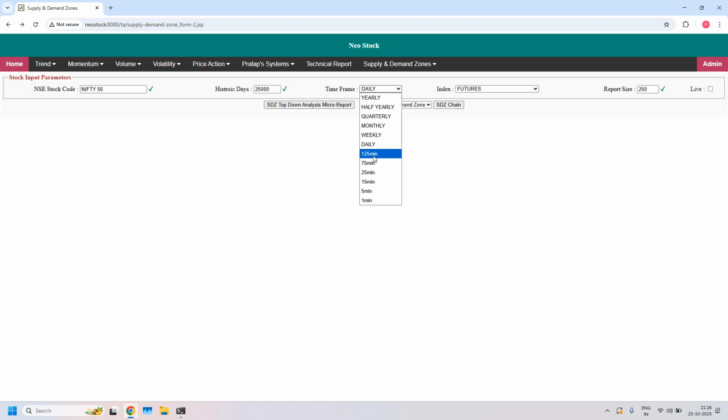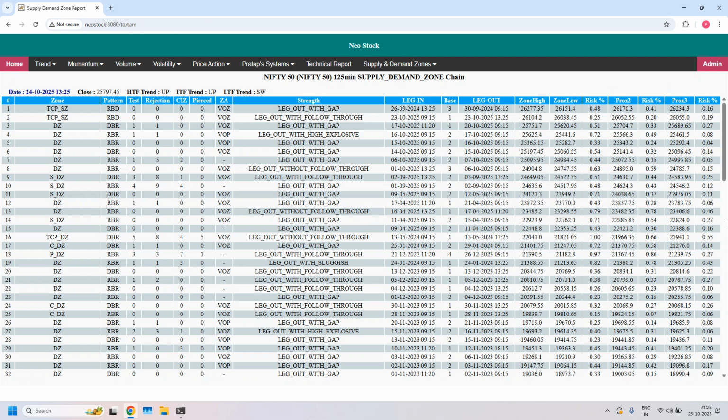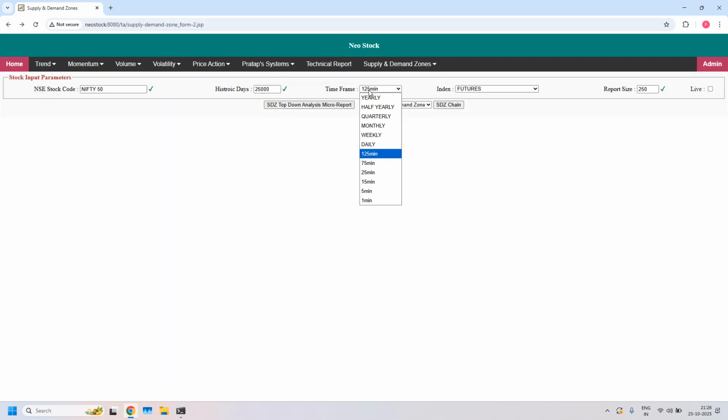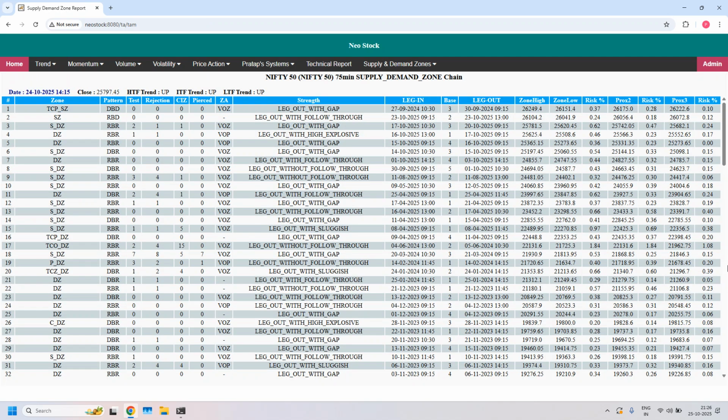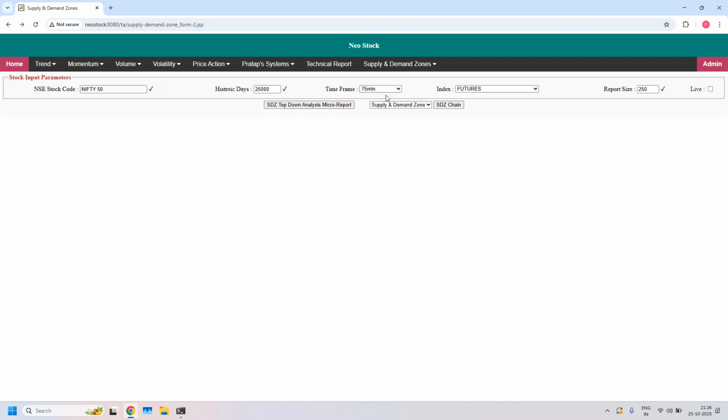Next I am generating 125 minutes supply demand zone chain for NIFTY. Next, generating 75 minutes supply demand zone chain for NIFTY. Next, generating 25 minutes supply demand zone chain for NIFTY.